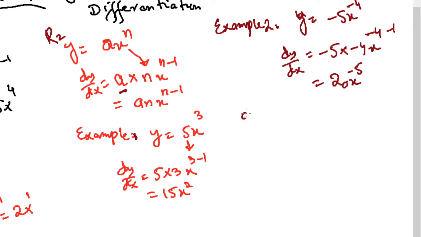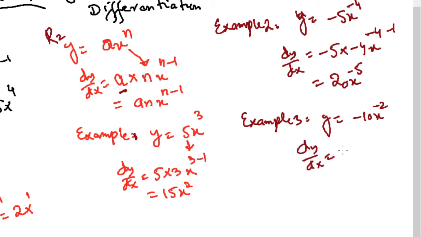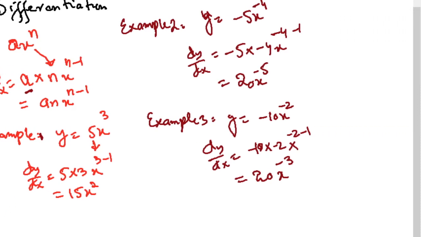Last example, example 3. y is minus 10x power minus 2. So see, dy dx is minus 10 into minus 2 x power minus 2 minus 1. So the result becomes 20x power minus 3. So that's the result. Okay, now one more thing, I will call that rule number 3.